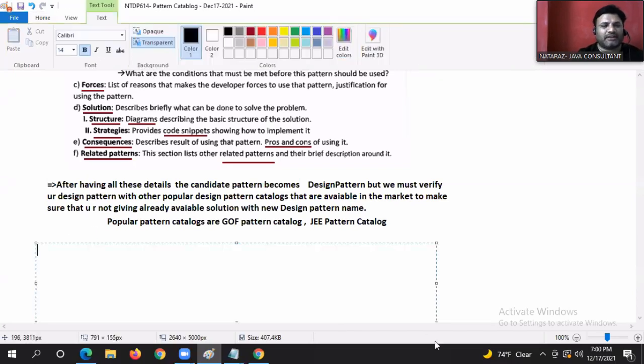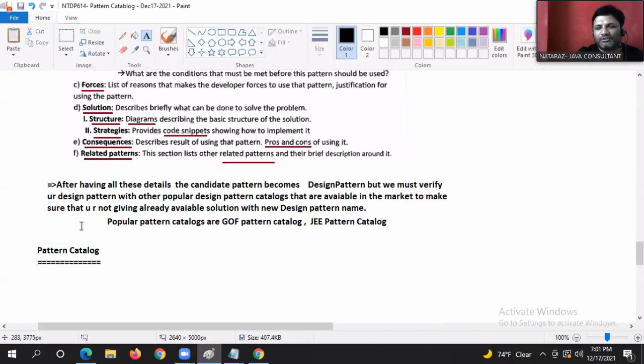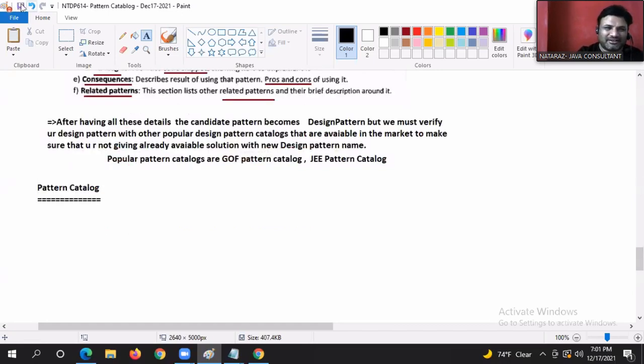Yes, boss. Tell me, pattern catalog. I talked so much, but I talked about only three things: problem, solution. First it becomes a candidate pattern. Later the pattern template document will come. That is converted into a pattern catalog. Many patterns like this will be in the pattern catalog.